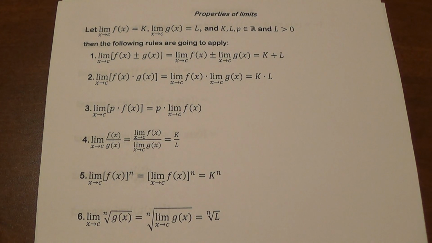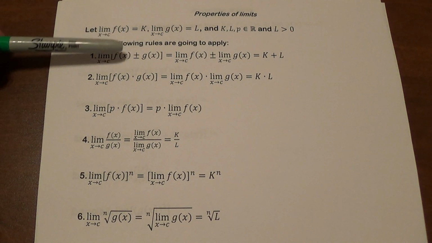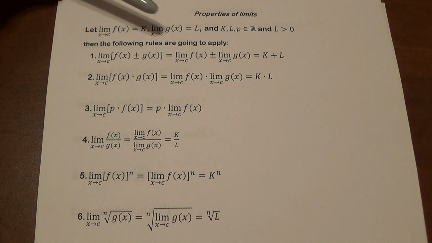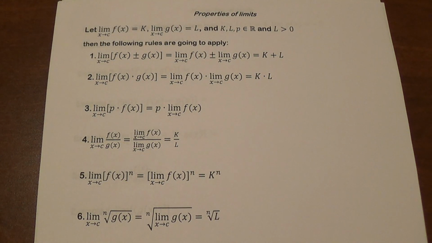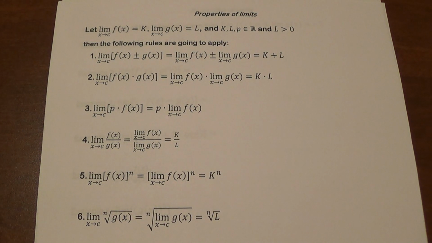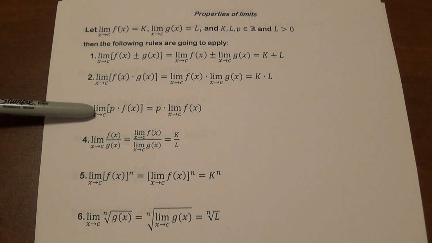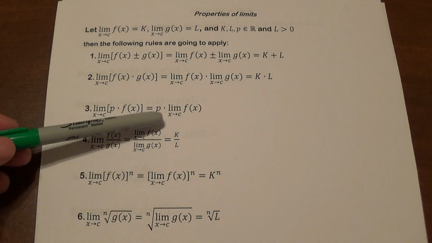Okay? So what are the properties? If you're trying to add or subtract, the limit of a sum or a difference, you can write that as the limit of f of x plus or minus the limit of g of x. So the limit of a sum is the sum of limits. The limit of a product is the product of limits. The limit of a product of some number times the function is going to be that number times the limit of the function.